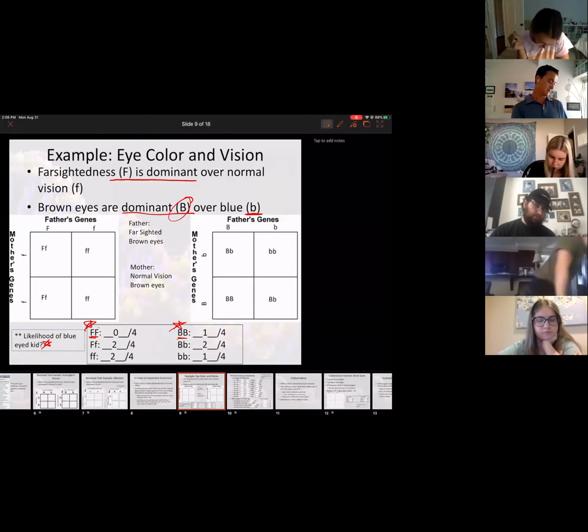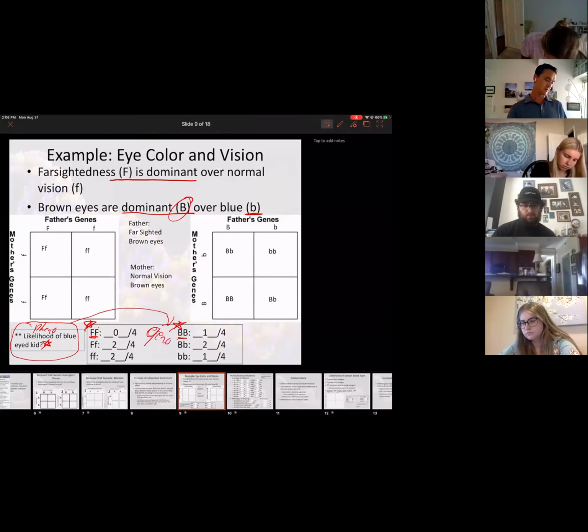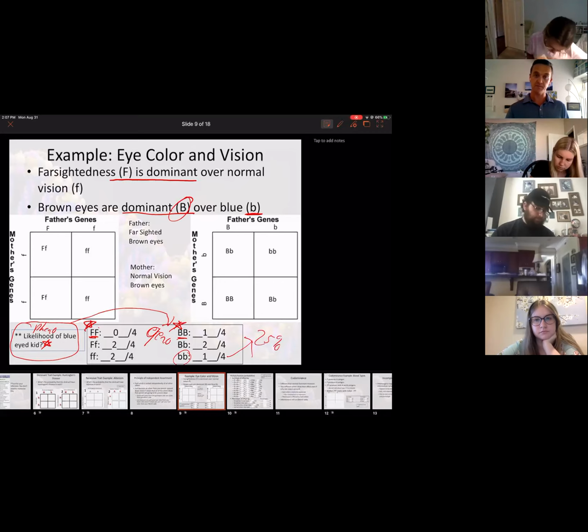Okay, so the likelihood of a blue-eyed kid, if we wanted to answer this question here, what's our likelihood? Which genotype are we looking for? So this, again, is the phenotype, and these over here are the genotypes. So which genotype are we looking for to have a blue-eyed kid there? Somebody yell it out. The lowercase b. Perfect, those 2 lowercase b's. So the likelihood there is going to be 1 out of 4 or 25% probability. Okay, so we got that one. So questions on those 2 so far?